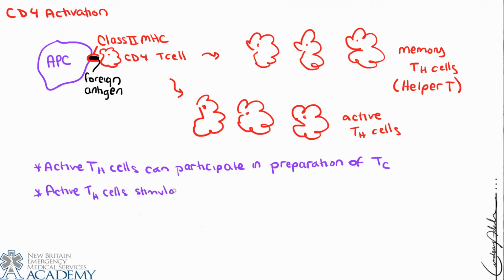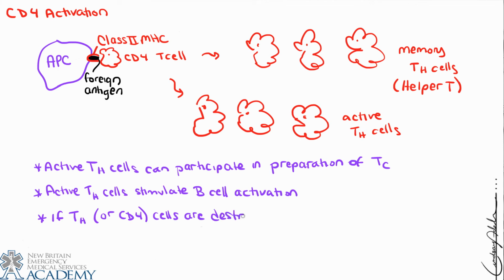And one thing that's important to keep in mind is that if the TH or the CD4 cells are destroyed, then all of adaptive immunity is impaired. And the primary example of CD4 cell destruction is with HIV. So it's a very real possibility, and the consequences are pretty significant for all of adaptive immunity.